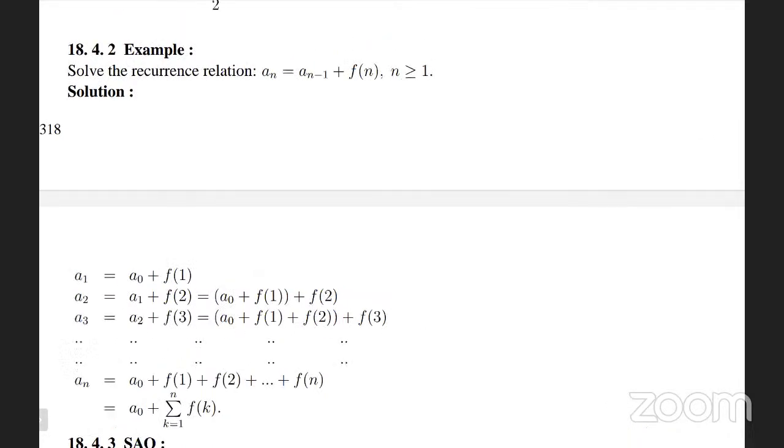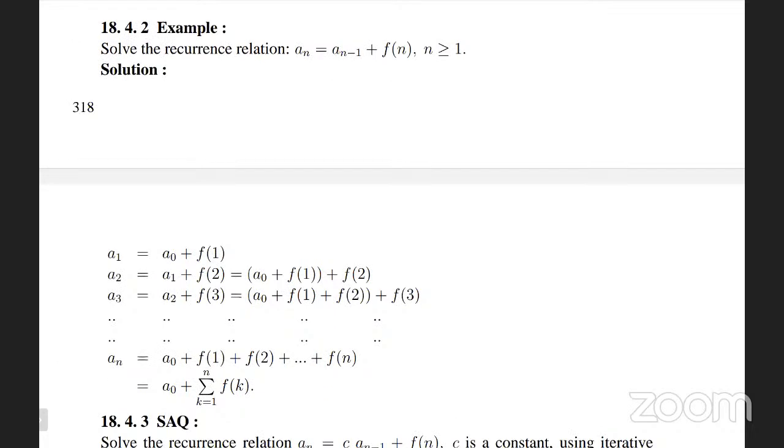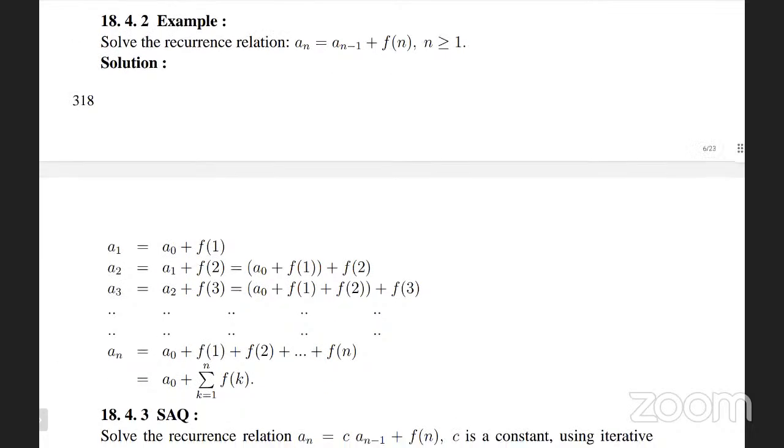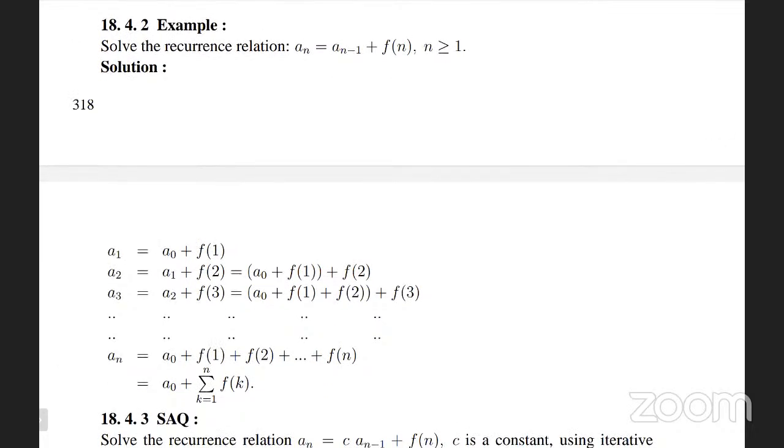an equal to an minus 1 plus f of n. You can write that as a1 equal to a naught plus, instead of n write 1, so a1 equals a naught plus f of 1. So a2 equal to a1 plus f of 2. Instead of a1 above, a naught plus f of 1 I will write. So a naught plus f of 1 plus f of 2.